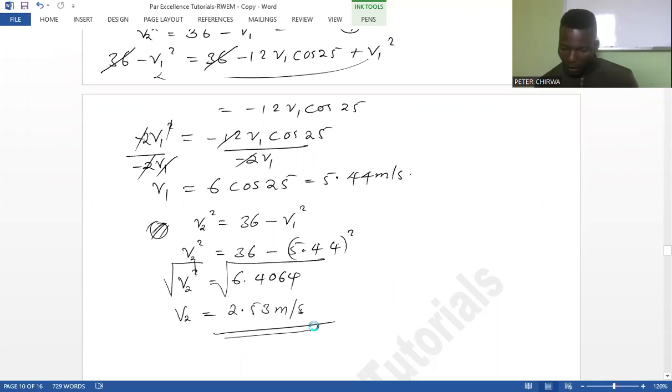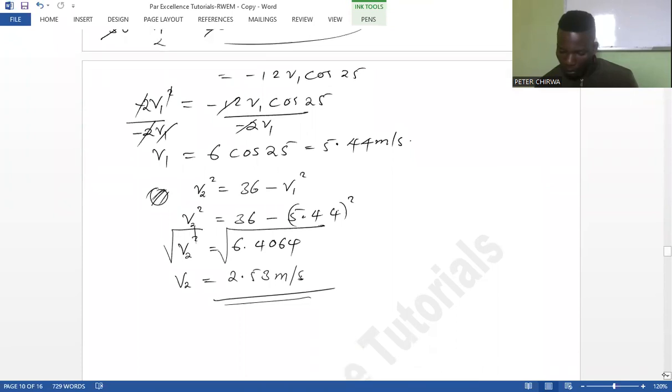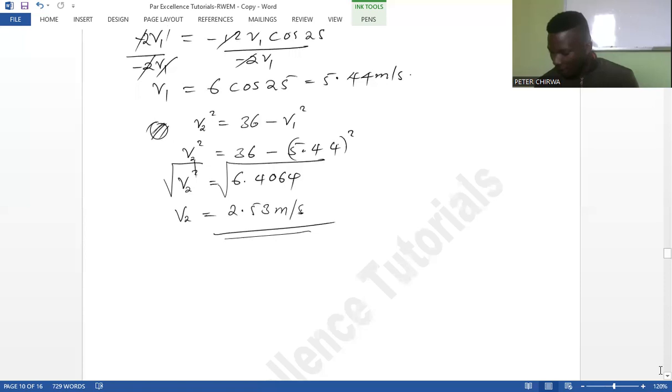So we can now use equation 2 to find the direction. Equation 2, we had v2 sine theta being equal to v1 sine 25. We had this.